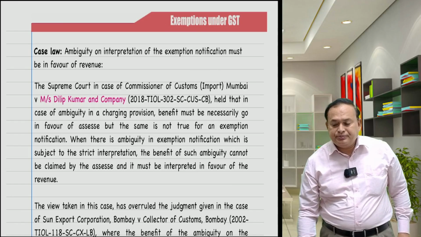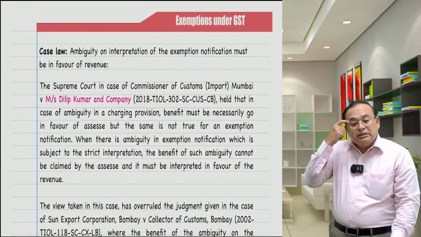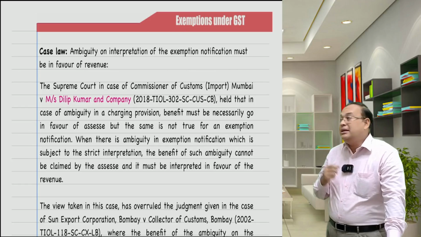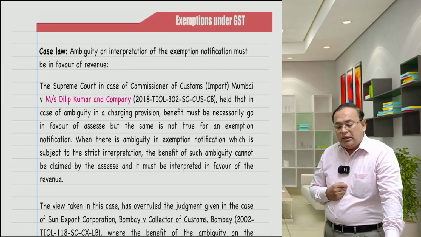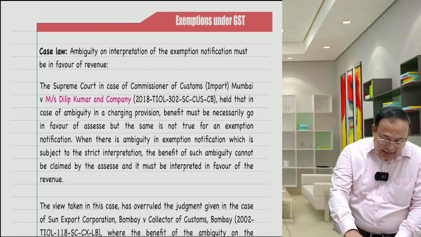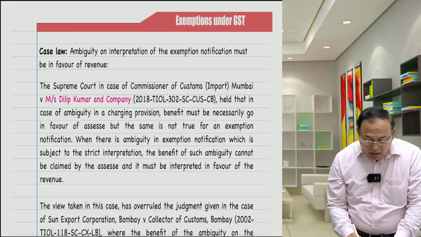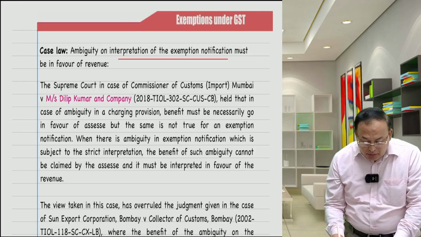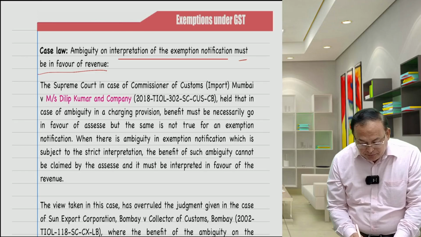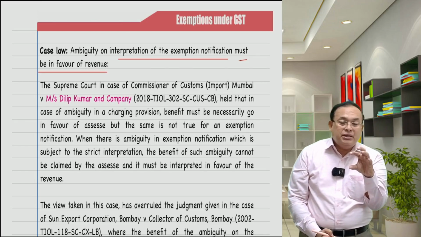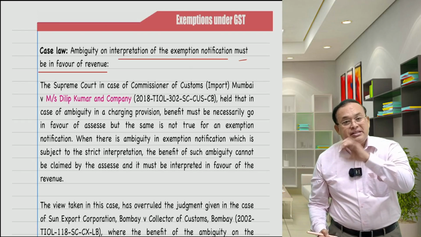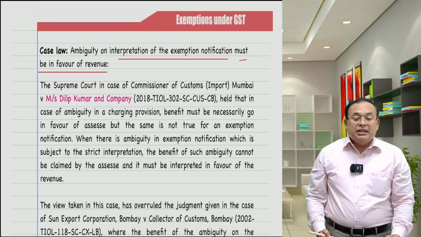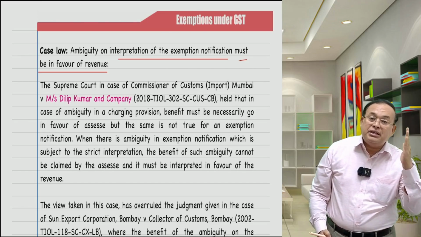Yes, my dear friends. Now coming to our Dilip Kumar and Company case. What is it? Here, ambiguity on interpretation of the exemption notification must be in favor of revenue. If ambiguity in an exemption notification arises, it should be settled in favor of the department.